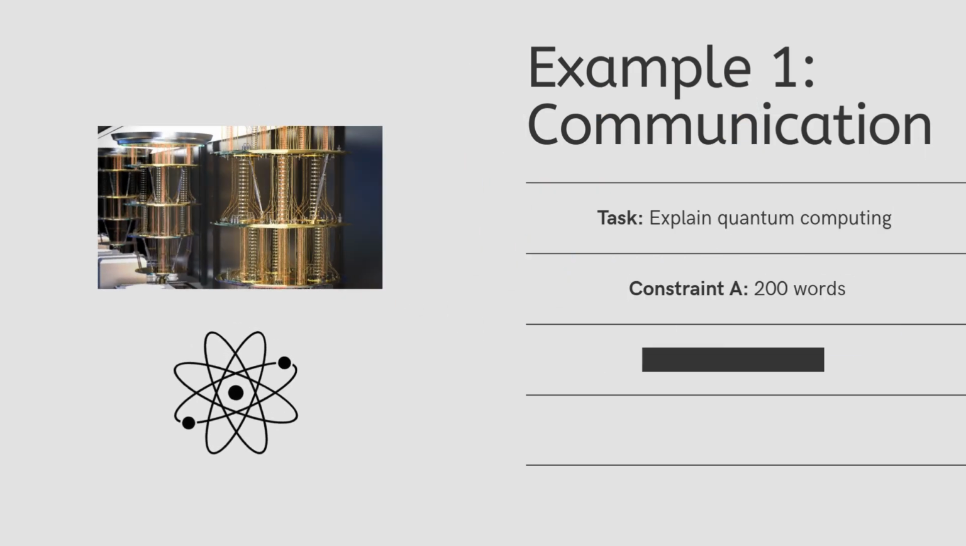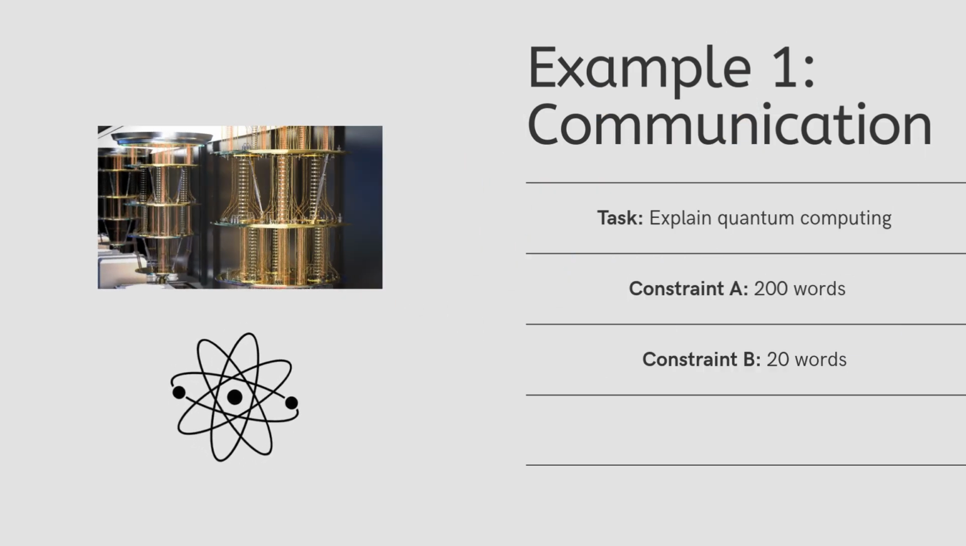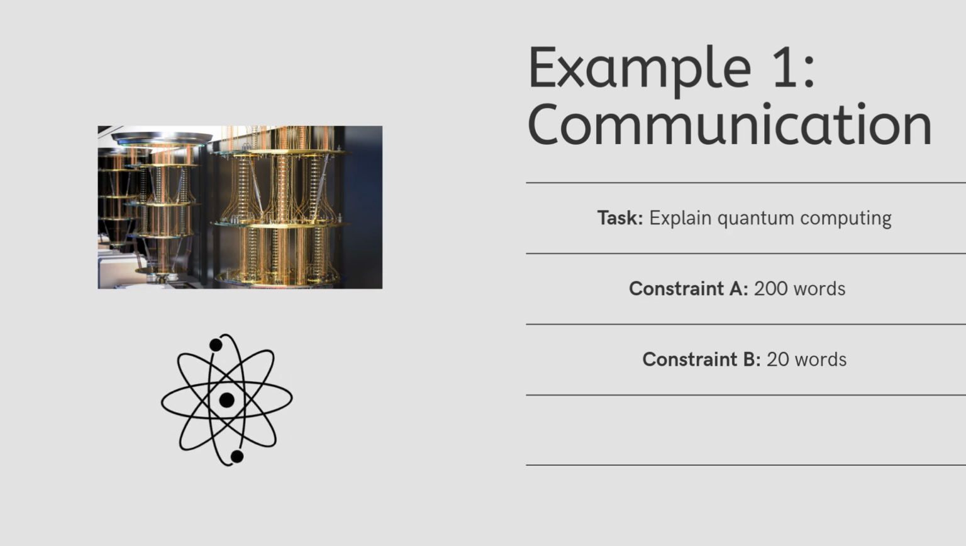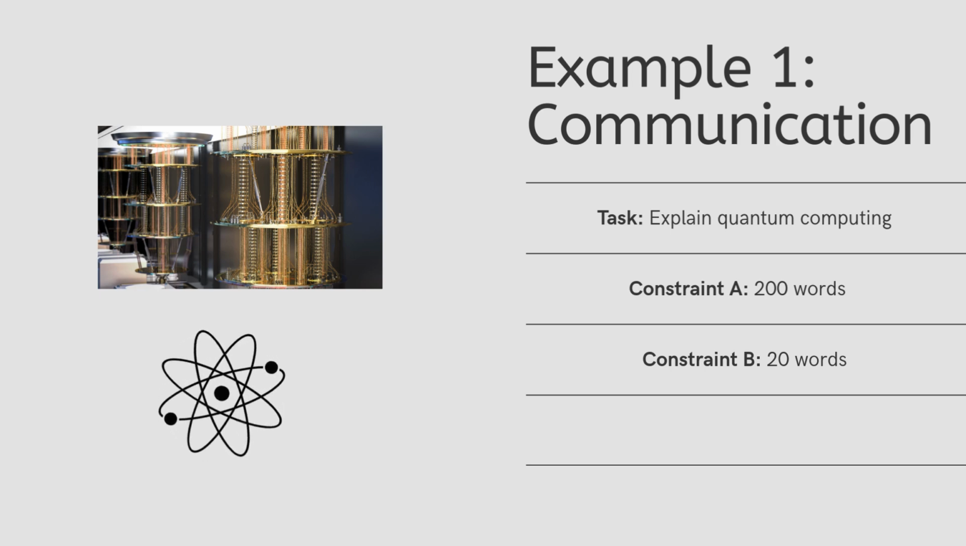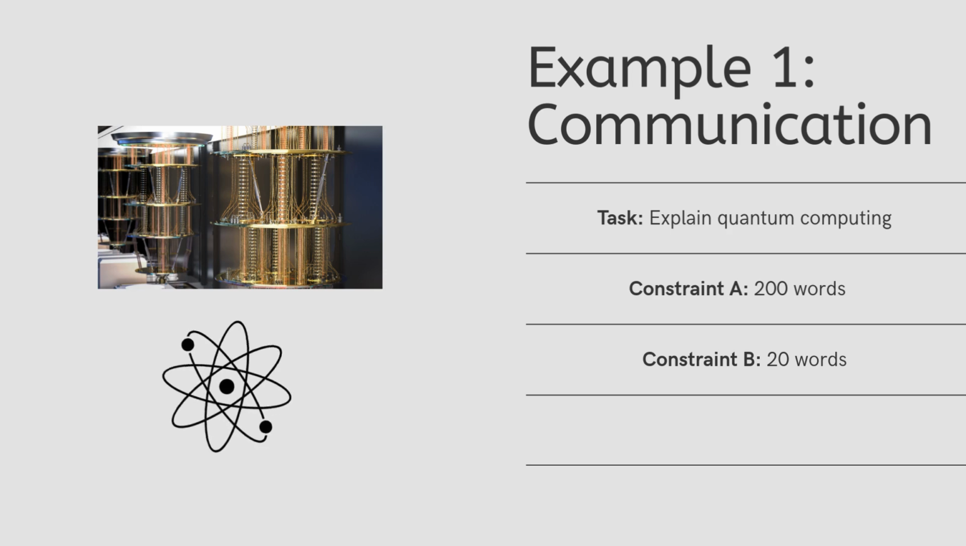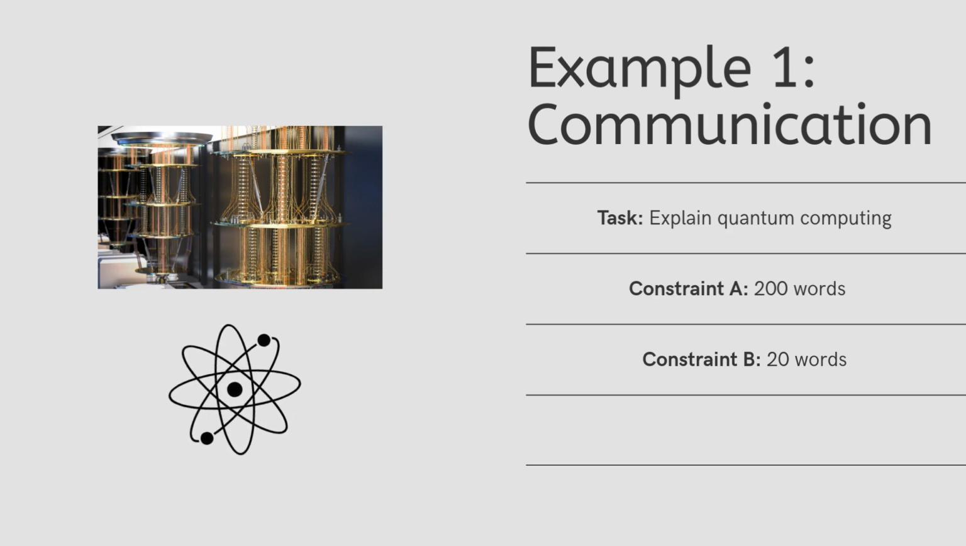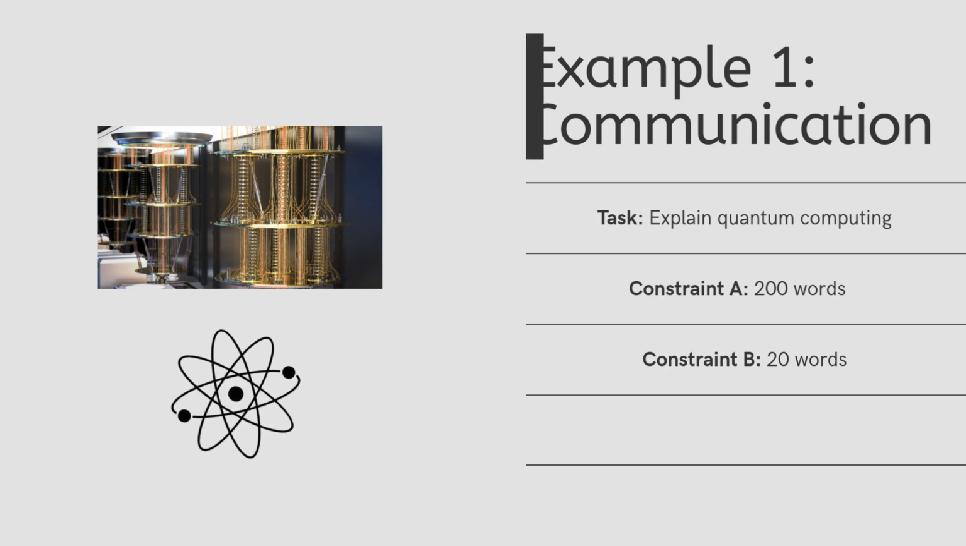Here's a communication example. Ask the AI to explain quantum computing in 200 words. The longer version gives you detail, context, and nuance. Then reframe with a 20-word limit. That version forces the AI to capture only the essence. Side by side, the two explanations make the core idea clearer than either one on its own.